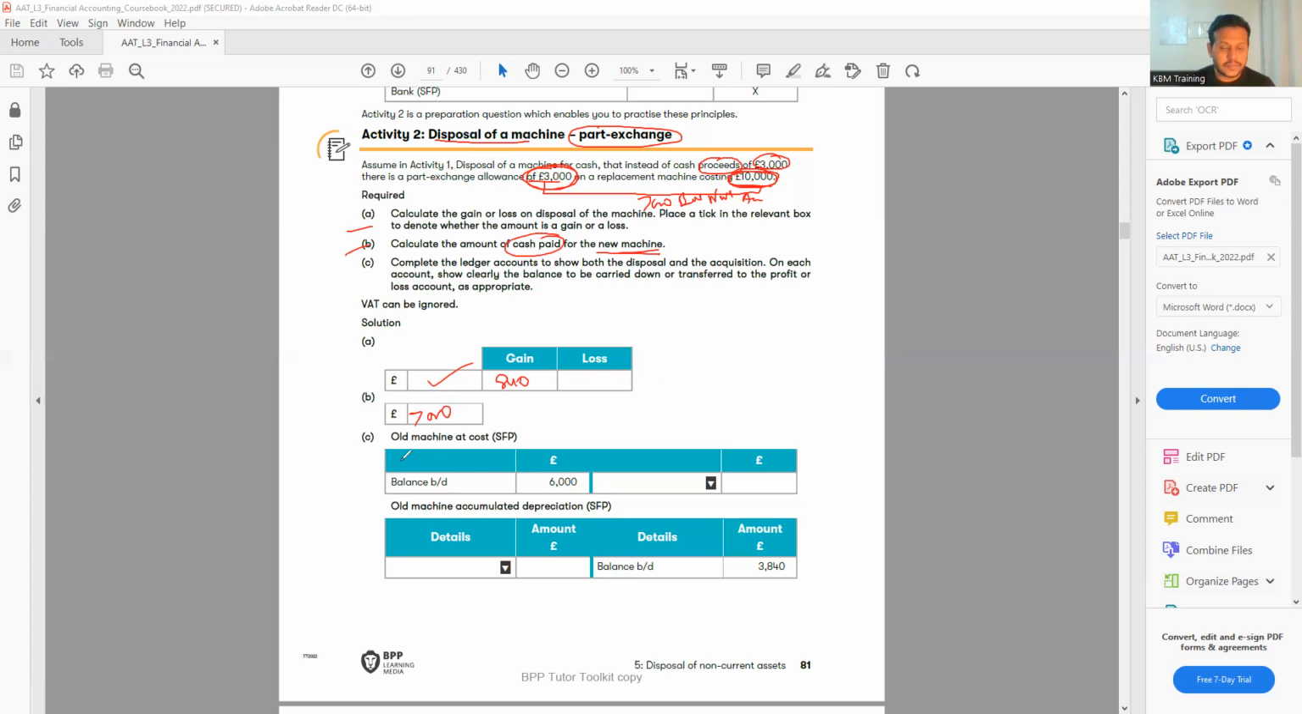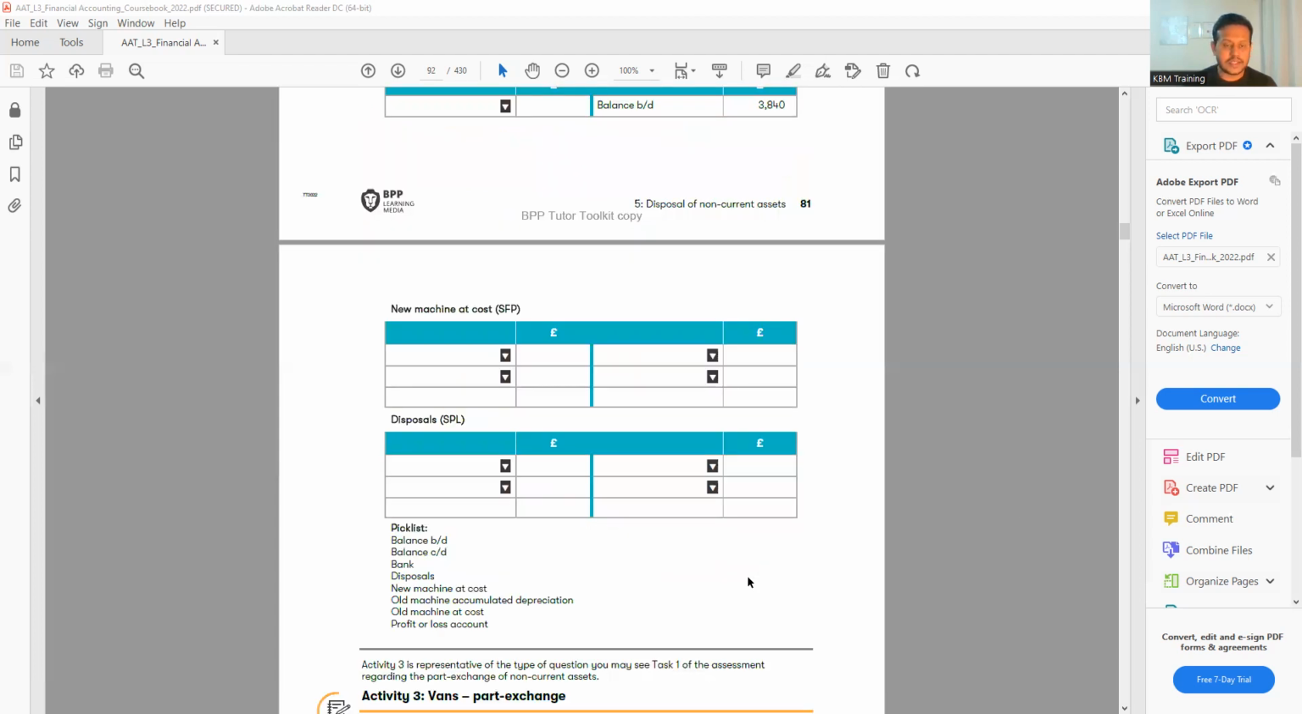Then we have the same thing, the ledger account. So old machine cost, it will be disposal, same thing. Disposal 6,000. Accumulated depreciation will be on the debit side, it will be disposal. Same thing, the one we did before, 3840. Only this time there will be no bank, but it will be the new asset. For the new asset, you can see this time it is not the disposal or the bank, because we received the new asset. So new asset is always debit.